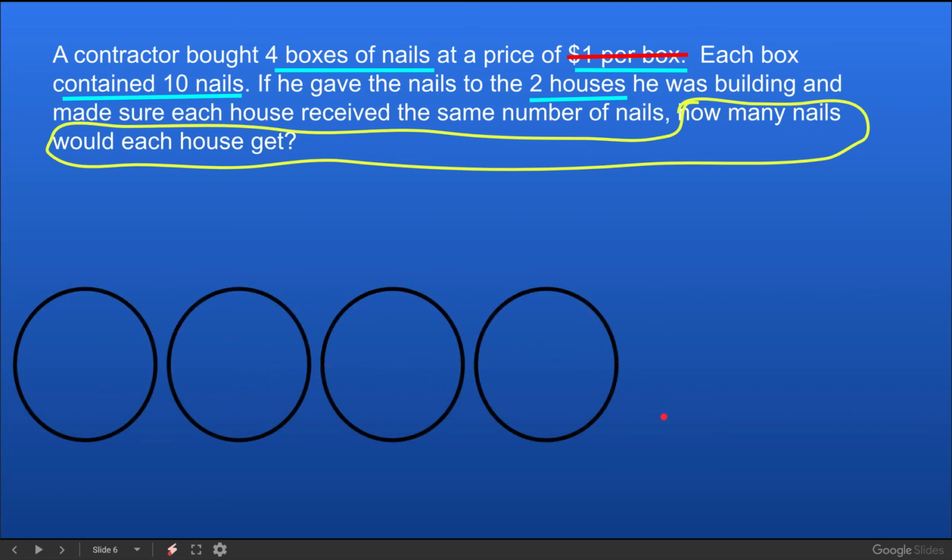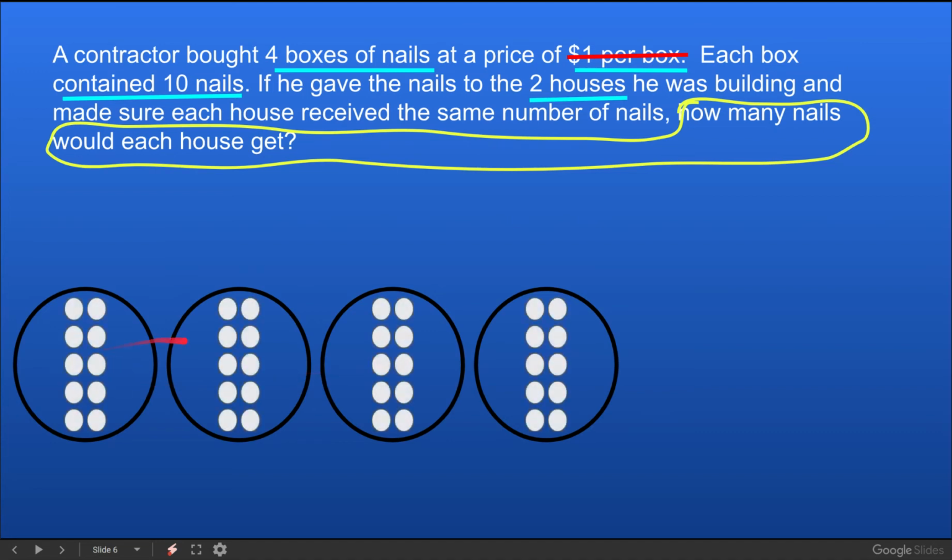And inside of our 4 boxes, we can put 10 nails each. So 10 nails in this box, 10 nails in this box, 10 nails in this box, 10 nails in this box. All right. And the other thing that we can do is we can also draw our houses right now too.